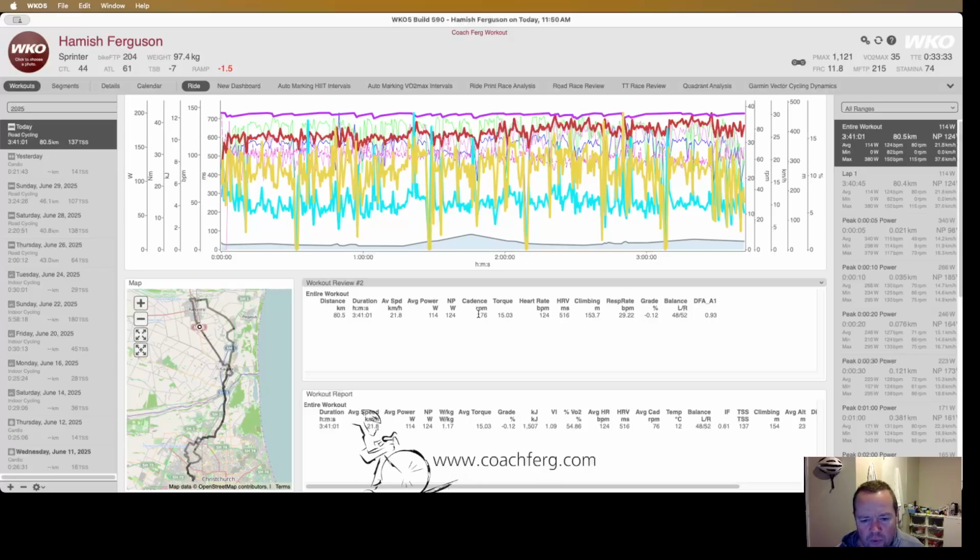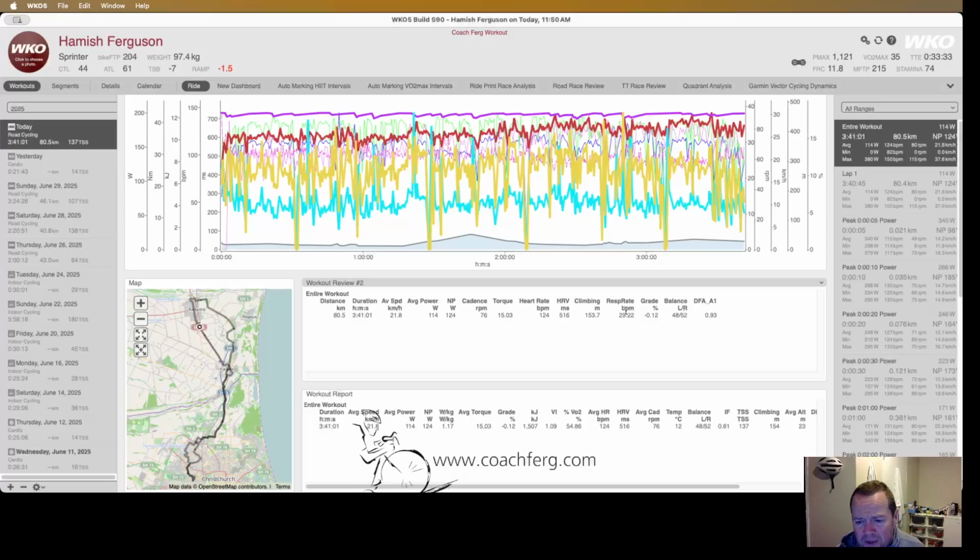My threshold cadence is around 86. Torque quite low, 15.03 newton metres. Heart rate average 124. Heart rate variability average 516, so that's on the high side. If it was down in the 300s for an endurance ride, I'd be a bit worried.